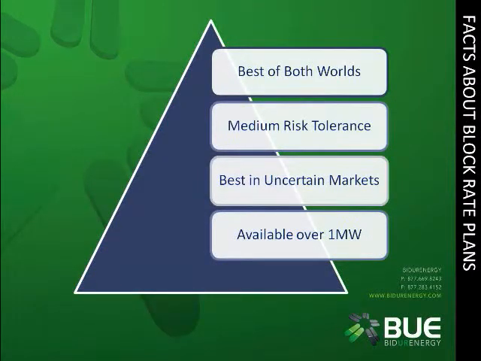So this product is truly the best of both worlds. It's great for companies that have a medium risk tolerance. You can use this to take advantage of uncertain markets. There's a minimum size requirement, however, for this option. The blocks have to be purchased in at least 1 megawatt of demand. So it's for your larger facility. That's your block and index option.